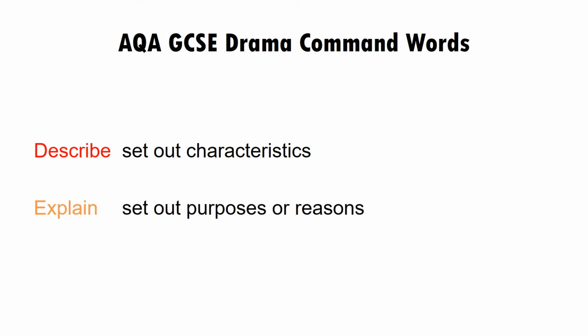So this question is asking us to do two things. Number one, to describe, which in this case is to set out the characteristics. So that's to go into detail and to talk about all the different vocal and physical acting skills you might use. And secondly, it's asking you to explain, to set out the purposes or reasons. So it's giving reasons for all of your different vocal and physical skills, giving your justifications.